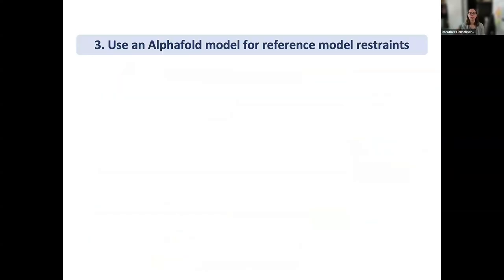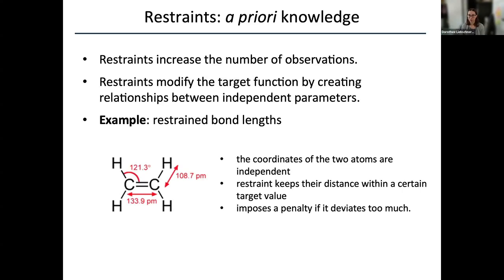And the third one is reference model restraints. Before talking about reference model restraints in particular, I just want to remind what restraints are in the context of crystallography, in the context of macromolecular refinement. Restraints are a source of a priori knowledge, something that we know of our macromolecular structures. They increase the number of observations, and technically, they modify the target function used in refinement by creating relationships between independent parameters.